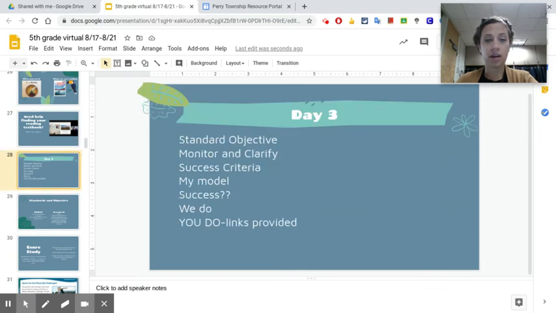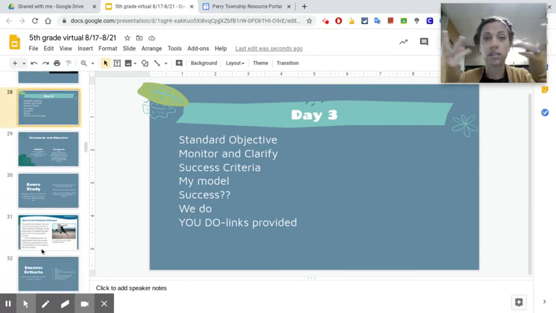Today's day 3. I'm going to go over our standard objective. We're going to monitor and clarify. I'm going to go over some success criteria. I'm going to show you how to do it. And then you have a quiz. It's just an assignment at the end.